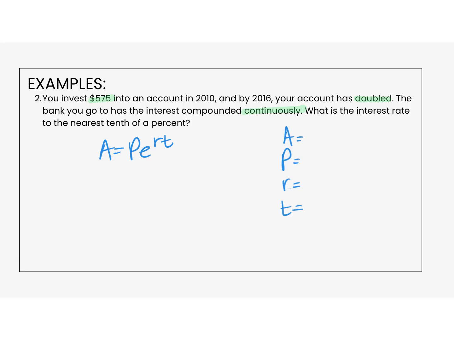And what we need. All right, so $575, that's what I'm investing, so that's my principal. My rate, I don't know. That's what I'm looking for. My time, well, I'm going from 2010 to 2016, so that would be 6 years. And then if I'm going to double in that amount of time, my balance is 1150 or 575 times 2.